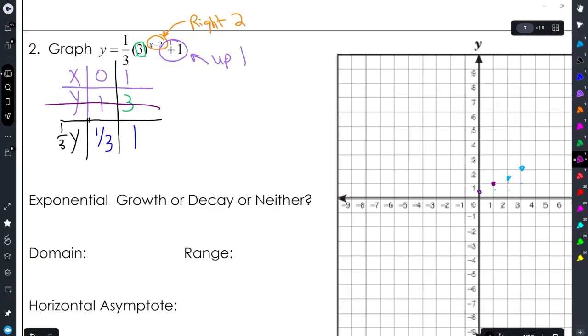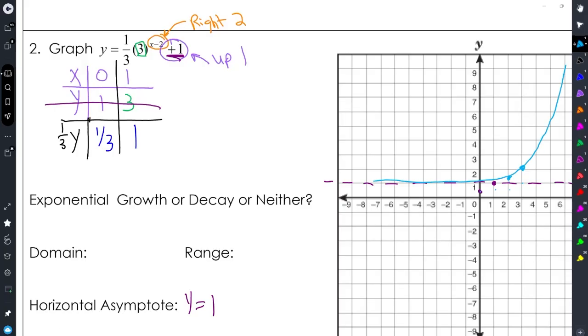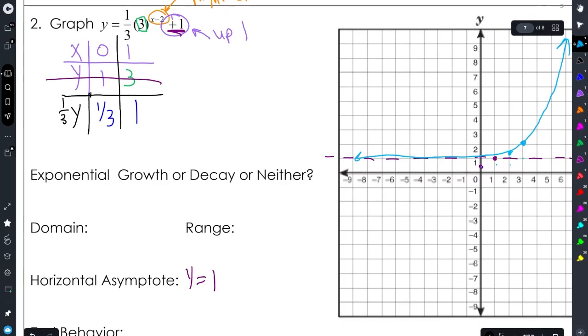My asymptote is going to be y equals 1, the same number here. I'm going to draw that in. Now when I make my graph, I want to get close to the asymptote but never touch it. So that would be my graph. Now it's going to be exponential growth because that b value is bigger than 1. Domain is always -infinity, comma infinity.